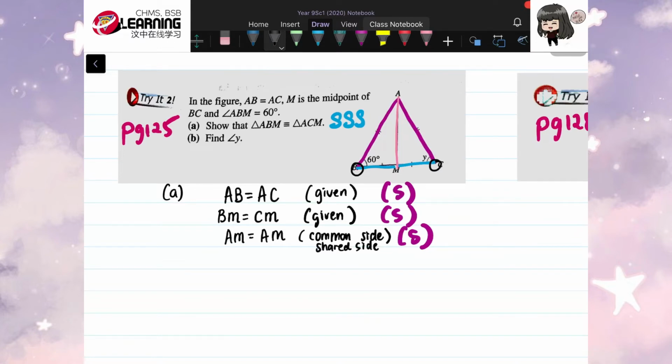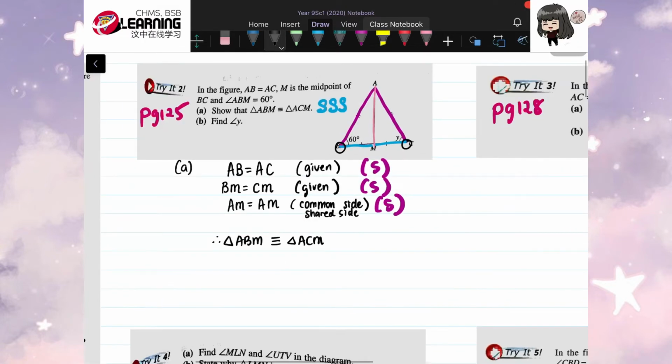So you already showed that you have first side, second side, and third side. Therefore, triangle ABM is congruent to triangle ACM. That's all. You mention all these three, then it's the same.